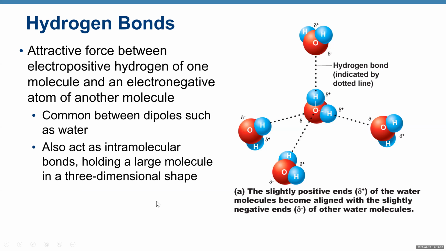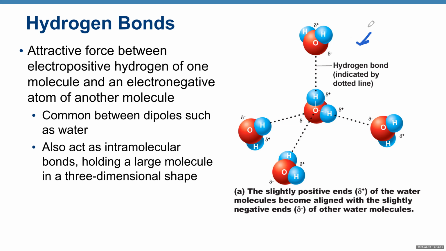Now, if you have slightly charged molecules, like polar molecules, like water, for example, then you would expect to see attraction between the electropositive part, in this example a hydrogen of one molecule, and the electronegative atom of another molecule. And this type of bond is called a hydrogen bond. It's common between dipoles such as water, and it also acts as an intramolecular bond. So it's not a bond between atoms, it's a bond between molecules, holding a large molecule in a three-dimensional shape.